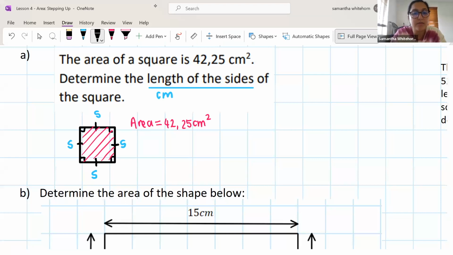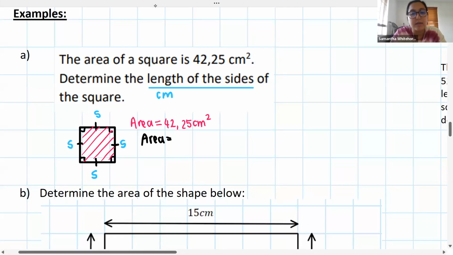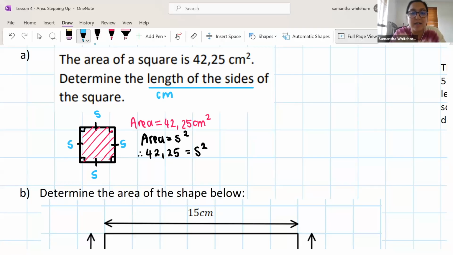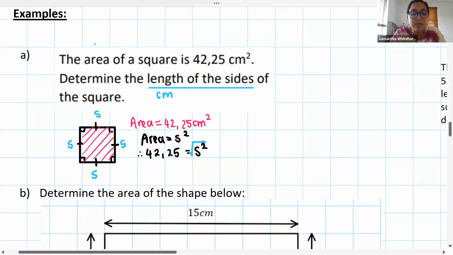So remember, the area of a square is found by saying side squared, or you can say side times side. It doesn't really matter. And because we know what the area is, we can substitute that value in. 42,25 is equal to S squared. Now, my goal is to determine the side length. So I want S. I don't want S squared, I want S, which means I'm going to have to square root both sides of my equation.